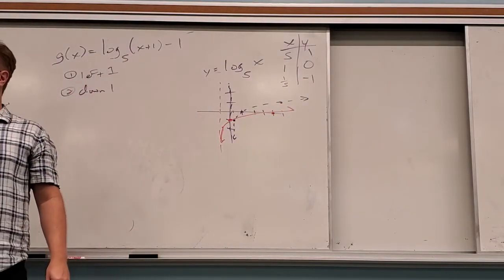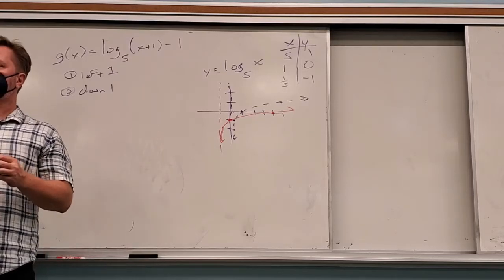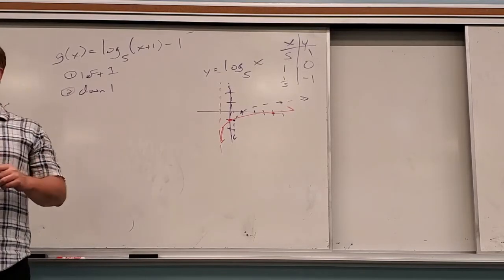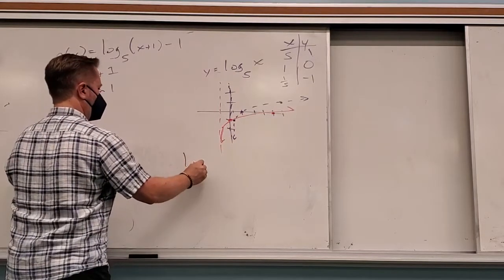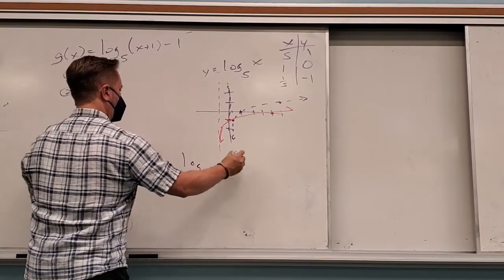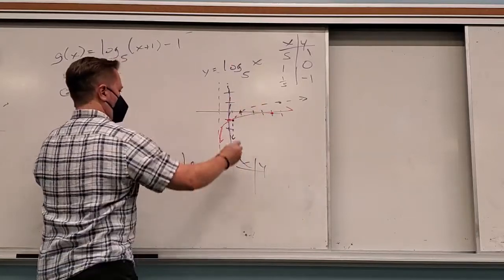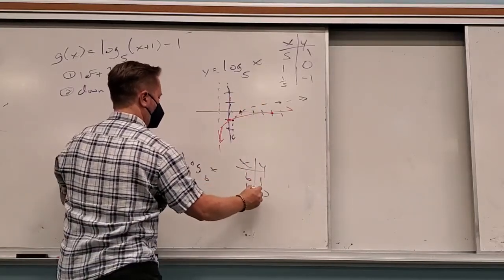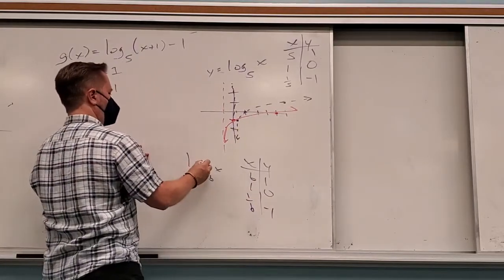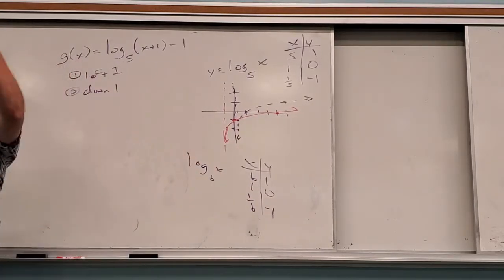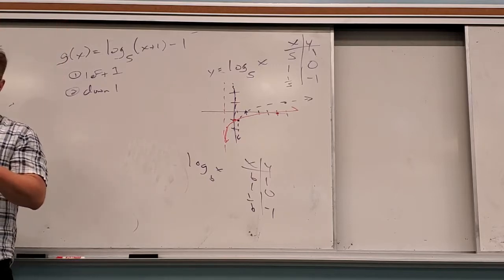If it was log base 3, it would be (3, 1), (1, 0), (1/3, -1). It's crazy, right? So basically, log base b of x has (b, 1), (1, 0), (1/b, -1). You always have those 3 points, and then you can just move those 3 points around.